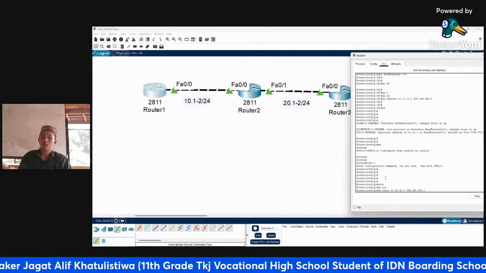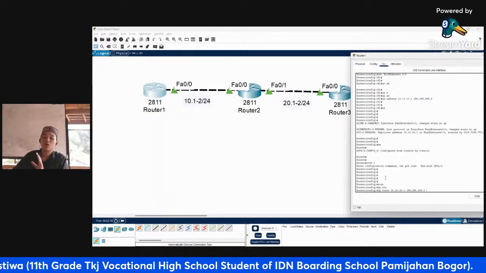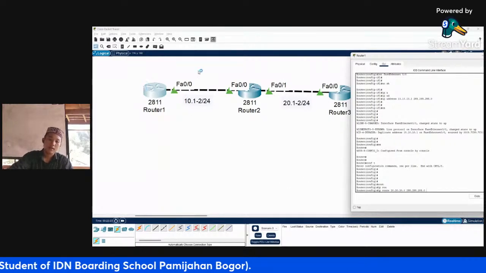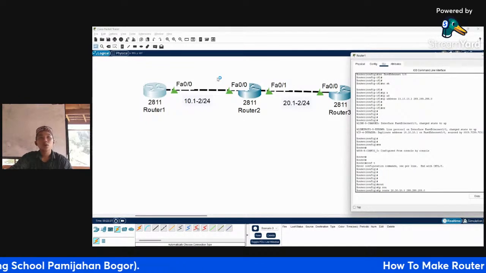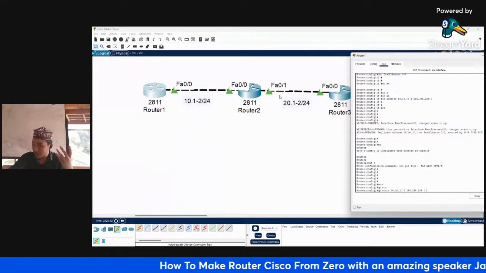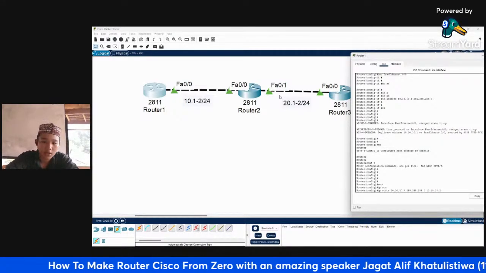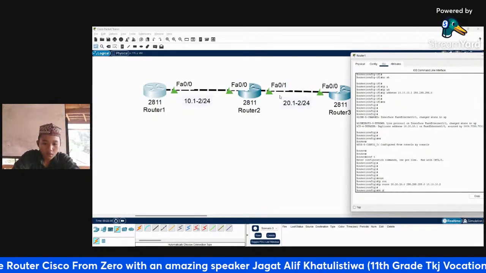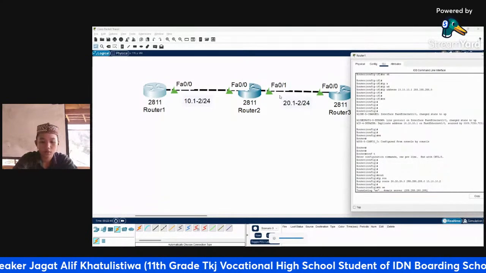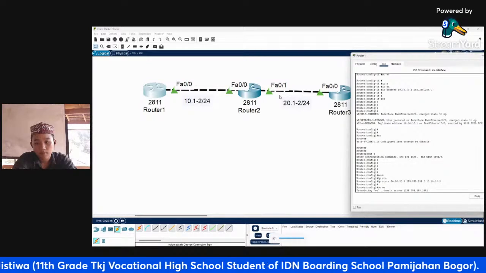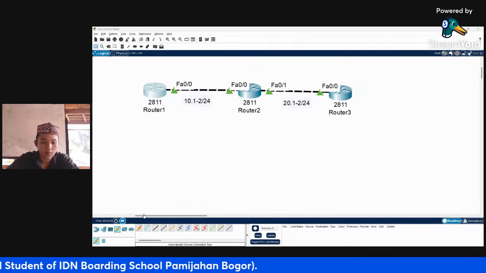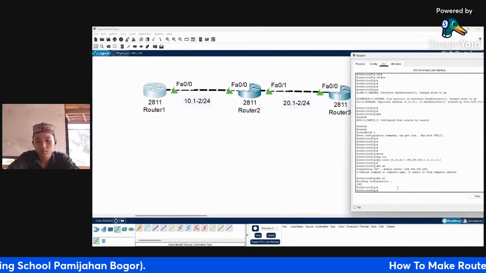What is the gateway? The gateway is the IP address on the corner of the interface, like this. This is 10.10.10.1 and this is 10.10.10.2. I want to go to that side, so the gateway is 10.10.10.2. The logic is like that. Then do the right side like this.